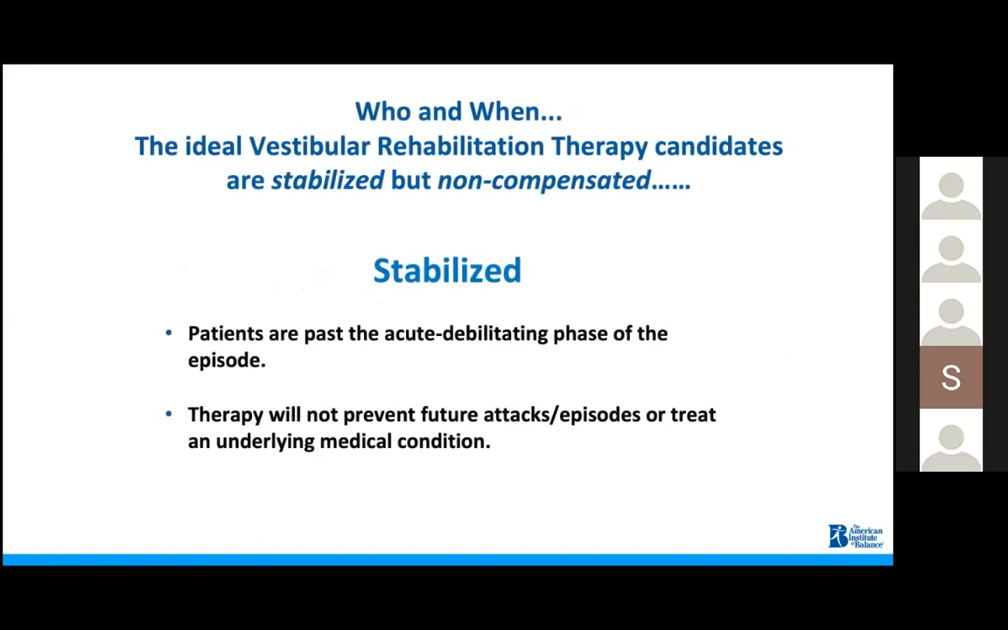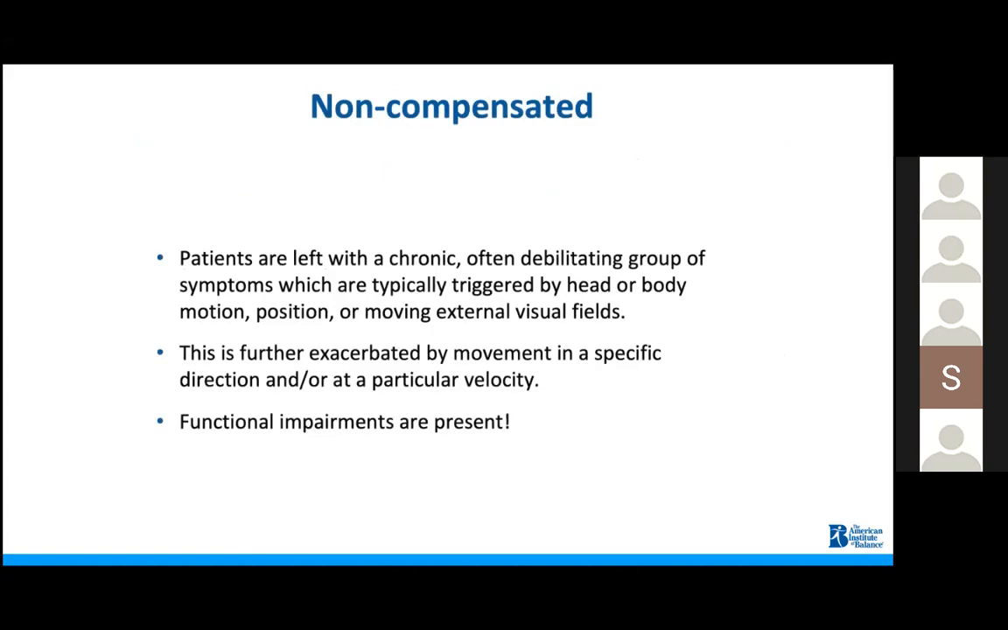We have to also understand that the brain can't fix what the brain can't see. So we prefer to work with a patient that is uncompensated, but that is not having acute debilitating attacks of vertigo. And this we refer to as a stabilized condition. Uncompensated simply means that they continue to be symptomatic even after the acute debilitating attacks are gone.